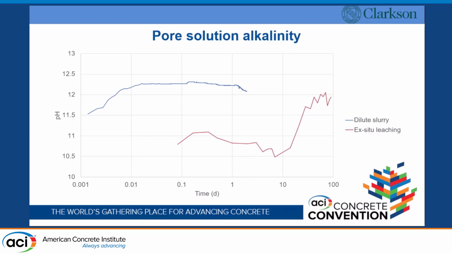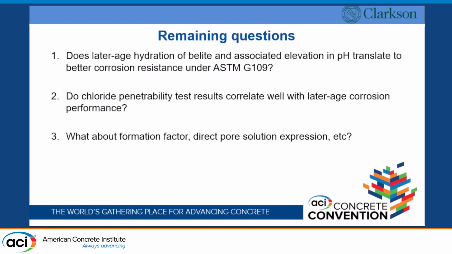And so if we are running our corrosion test right here, but our pH is elevating all the way out here, then we're not giving the bars sufficient time to passivate, and we should basically extend the testing period for our corrosion test. What we're throwing at the material is really not a fair characterization. So we've got a few remaining questions. We want to figure out, does this later age hydration of belite and the elevation of the pH translate to better corrosion resistance? Right now, we think probably.